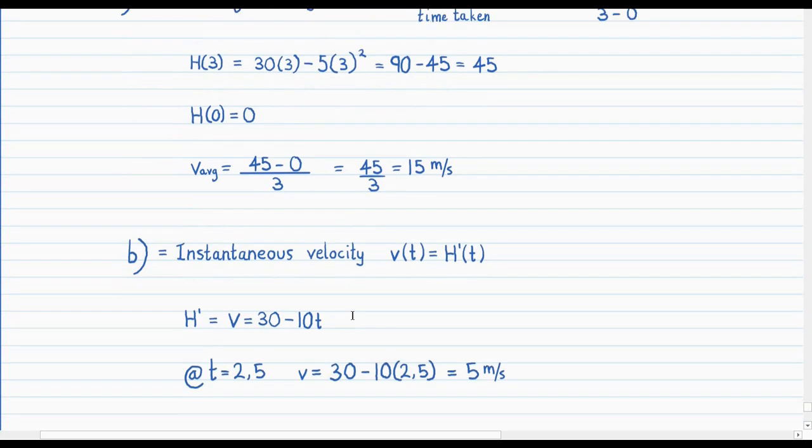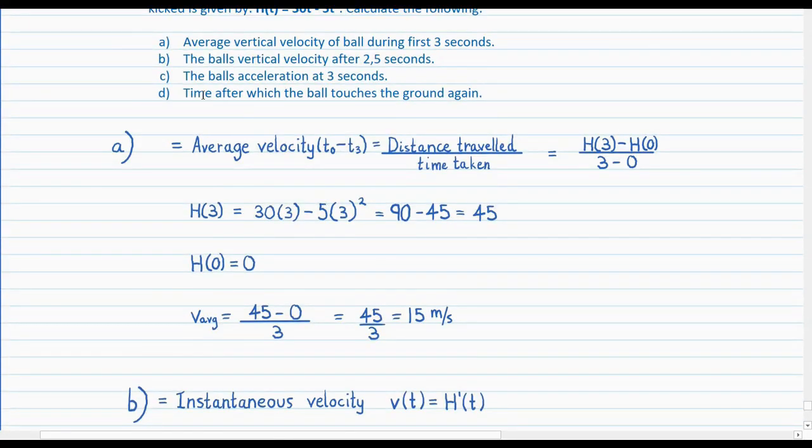For the next part, they asked, what's the ball's acceleration at 3 seconds? As earlier mentioned, you get the acceleration by differentiating the velocity function, and this would just give the answer as -10. Notice that there's no t term in it, so it isn't affected by time. The acceleration is constant throughout, at a value of -10.